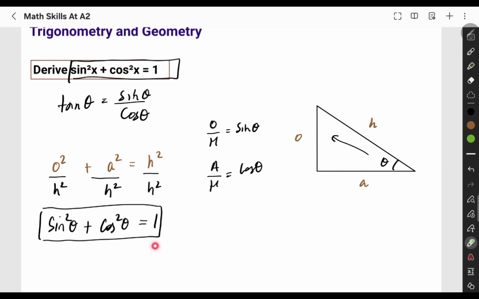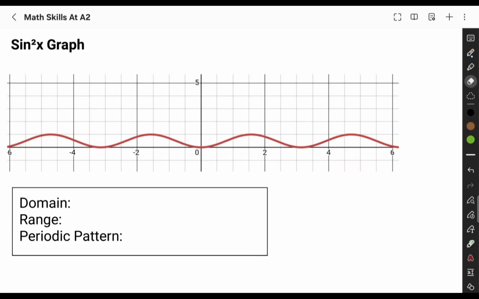Okay, so that's the first part. Now let's look at the graphs of sin²θ and cos²θ. Now we're going to be looking at the sin²x graph. So we're going to be seeing the domain, the range, and the periodic pattern. Now the domain is going to be your x-axis. If it's restricted, where can we find this graph on the x-axis? And then the range is going to be, where can we find this graph on the y-axis? What are the limitations?